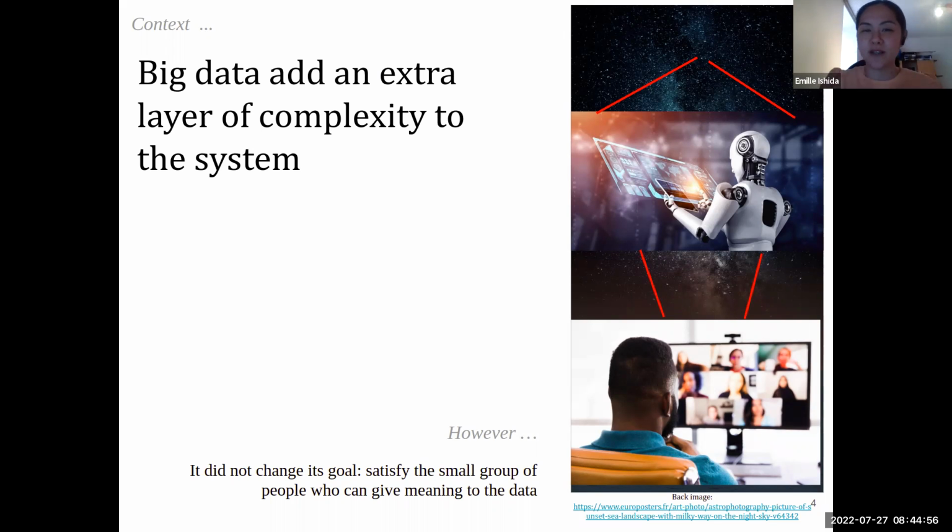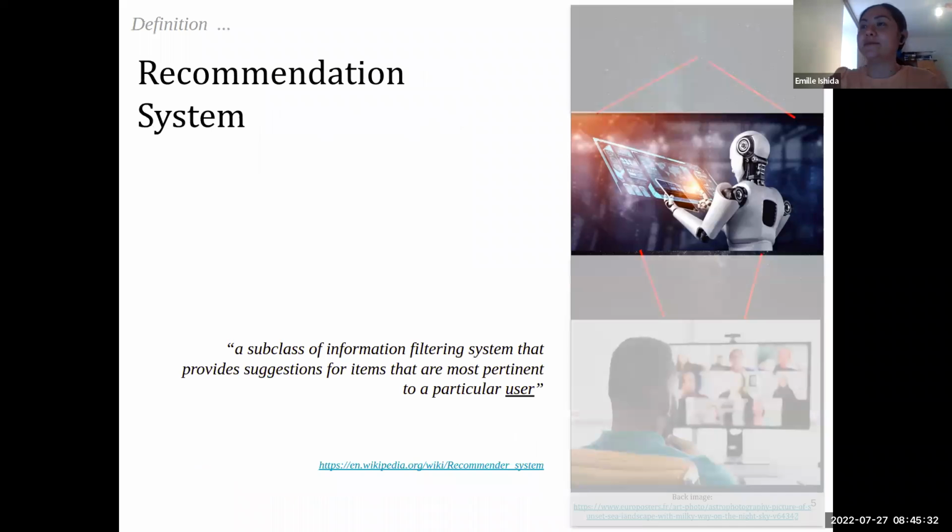But also, one person alone might not be able to give meaning to the data. So now we have groups of scientists who will work, but the goal of everything is still very similar to what it was in the beginning, which is to satisfy the small group of people that can give meaning to that data that is there. And this exercise has not changed. So this personalization of recommendation systems, or this extra layer of complexity that was introduced by big data, is not only for us, it's for everyone. It's being used in many different contexts.